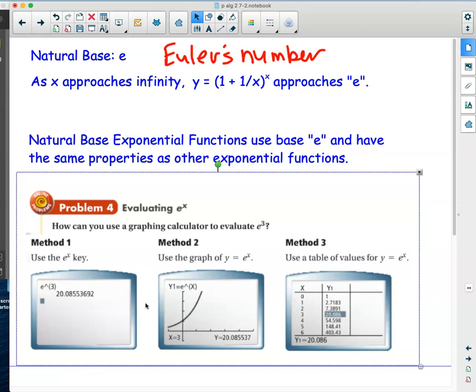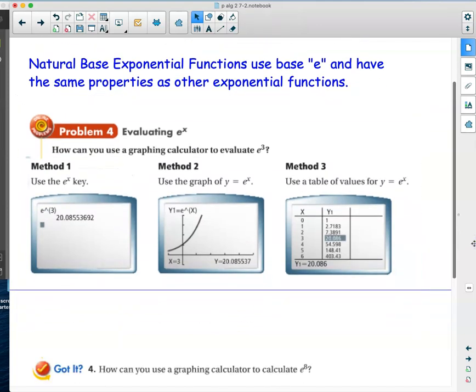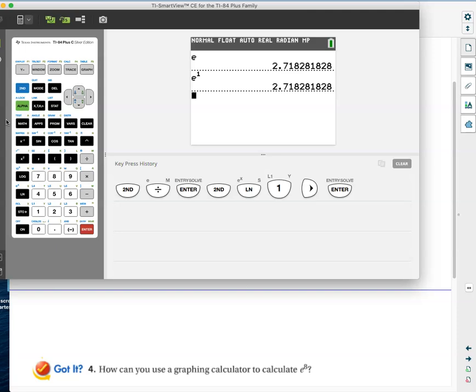It's called the natural base in a lot of books because it is used with logarithms, which we aren't going to get to just yet. So natural base exponential functions use the base e, and they have the same properties as other exponential functions. We use e like a variable until we need to know how much it is. So this one says, how could we use the graphing calculator to evaluate e to the third? And it shows us on the screen exactly what I was showing you a little bit ago. That if we hit second ln, e to the power pops up. And then you can just put in the third power, which is what they wanted, and enter. And there it is.